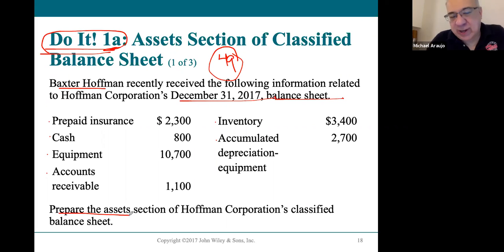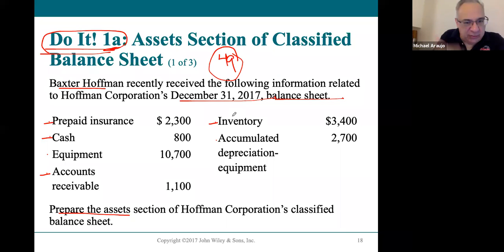So the first question you would have is, what goes first in the asset section of a balance sheet? Current assets. So pick out your current assets first. So we have prepaid insurance as a current asset, cash as a current asset. Equipment is not a current asset. It would be classified as property, plant, and equipment. Accounts receivable is a current asset. Inventory is a current asset. Accumulated depreciation for equipment is a property, plant, and equipment account because it goes with equipment. So now we've identified 4 accounts as current assets.